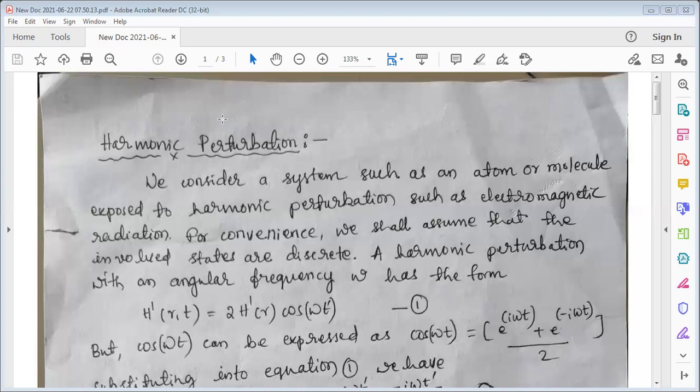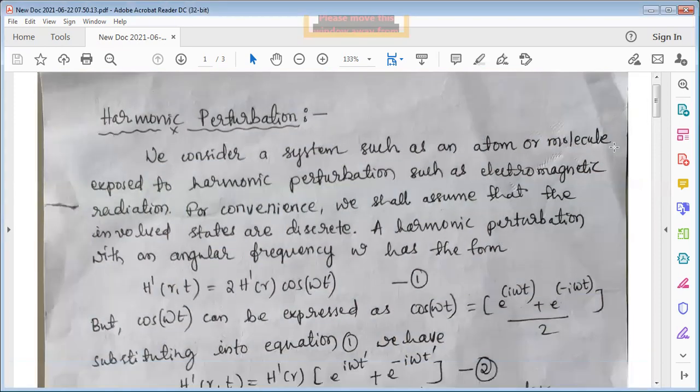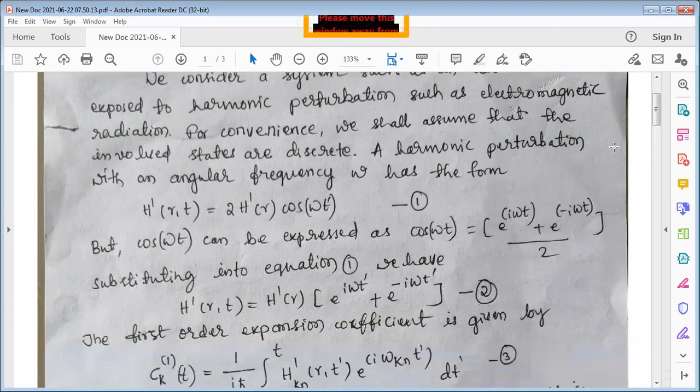For convenience, we shall assume that the involved states are discrete. So that is important. A harmonic perturbation with the angular frequency omega has the form H dash of r comma t is equal to 2 H dash of r into cos omega t. This is equation 1.